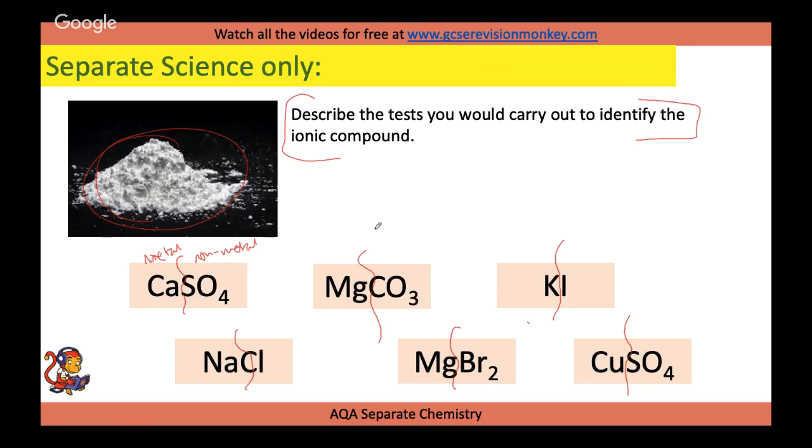So we need to do some tests. The first test we do would be to work out the positive ion, the metal ion, and that would let us know what the first bit is. And then we work out what the negative ion was, and we could put those together to identify the compounds. That's why we do it.